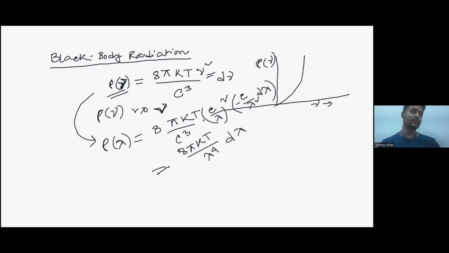If you want to know how we are getting this, d mu is equal to minus c by lambda square d lambda. Mu is c by lambda, so if you differentiate, c stays as it is, and lambda to the minus 1 gives minus 1 by lambda square. It is a simple derivation. So this is the expression we are getting. This is my rho.